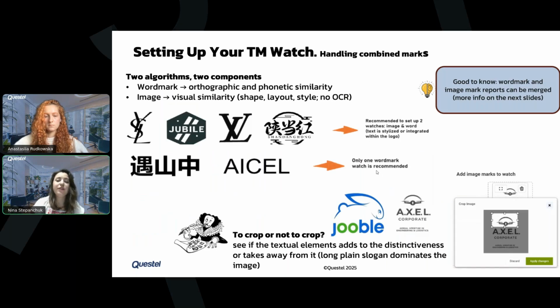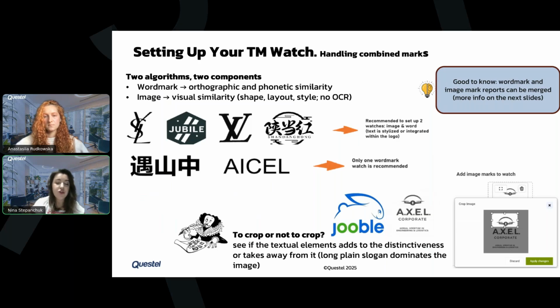Moving further, this is usually a big topic always with our customers. When we work with combined marks, those with both text and visual elements, Markify actually uses two separate algorithms. The word mark algorithm analyzes spelling and phonetics, and the image algorithm looks at shapes, structure, style. At the same time, it does not read the text. This is important to remember.